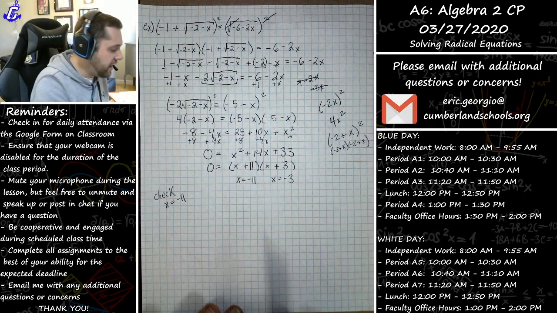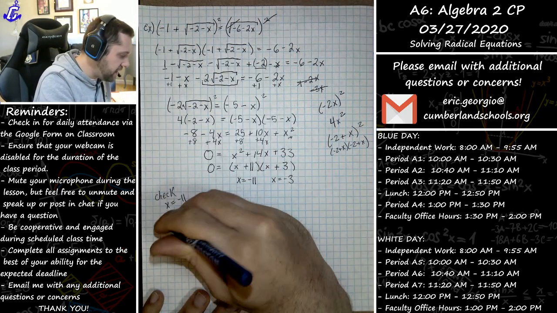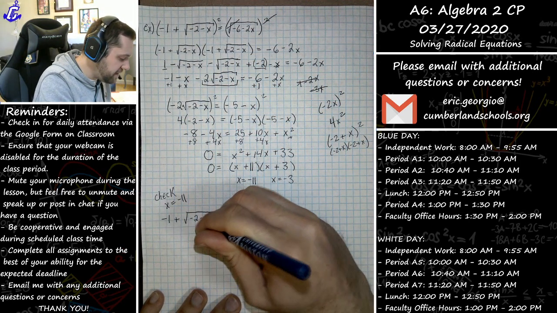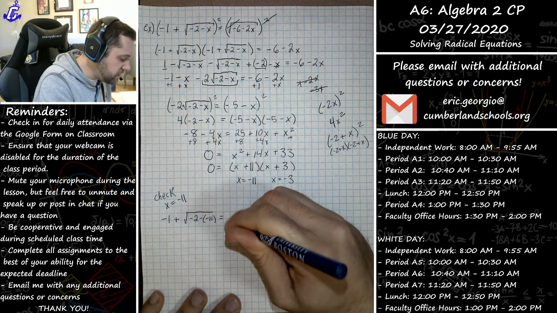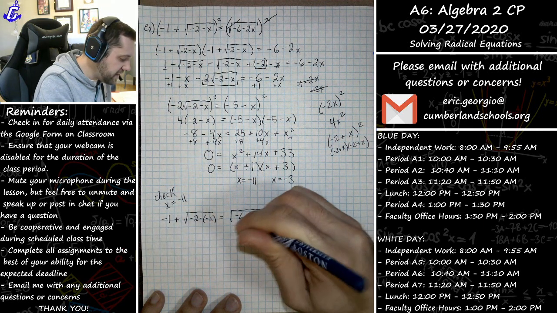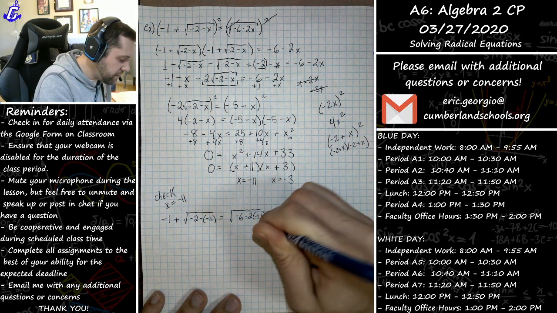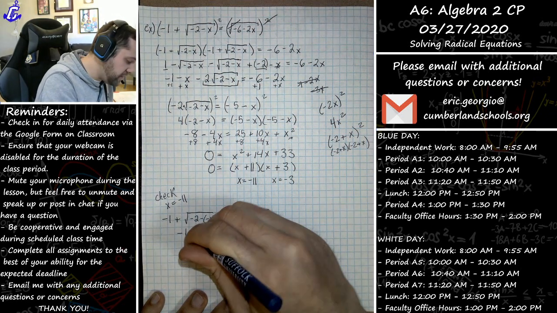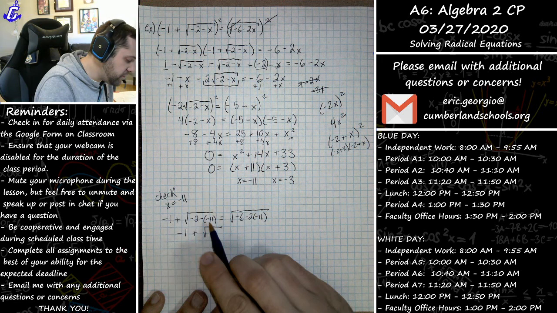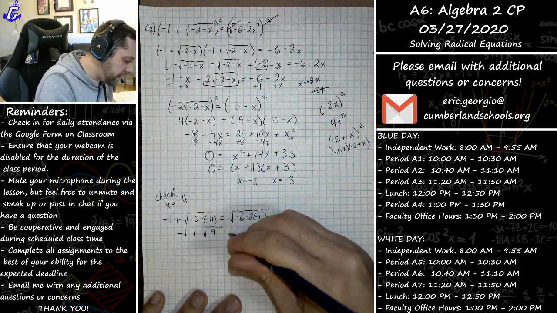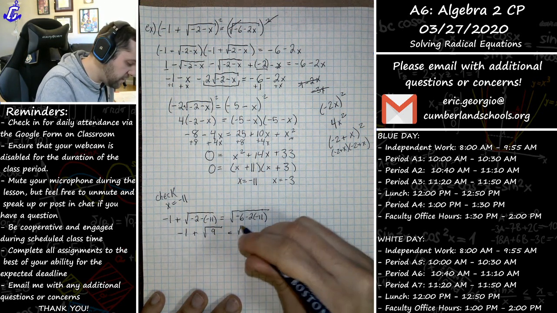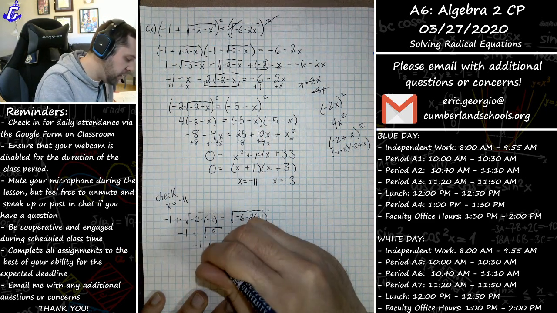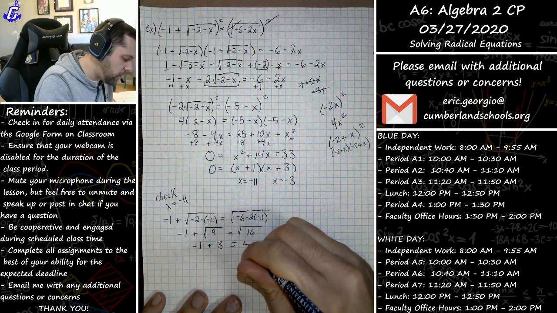Is it true, again going way back up to the top, that negative 1 plus the square root of negative 2 minus negative 11, is that equal to the square root of negative 6 minus 2 times negative 11? Is that true? Well, let's find out. I get negative 1 plus the square root of negative 2 plus 11 is going to be 9, is equal to the square root of, let's see, what do we get here, 16? So is negative 1 plus 3 equal to 4?